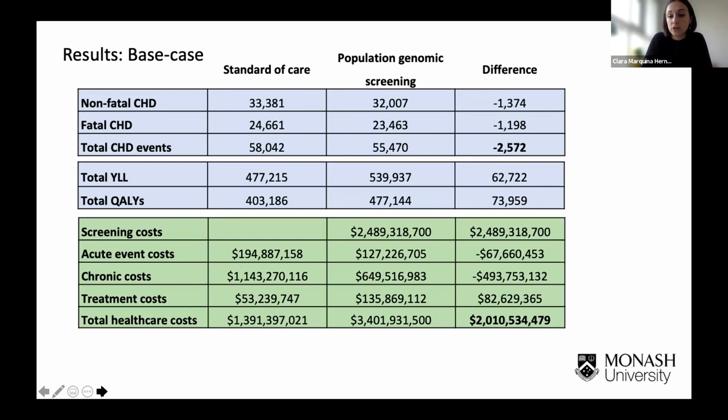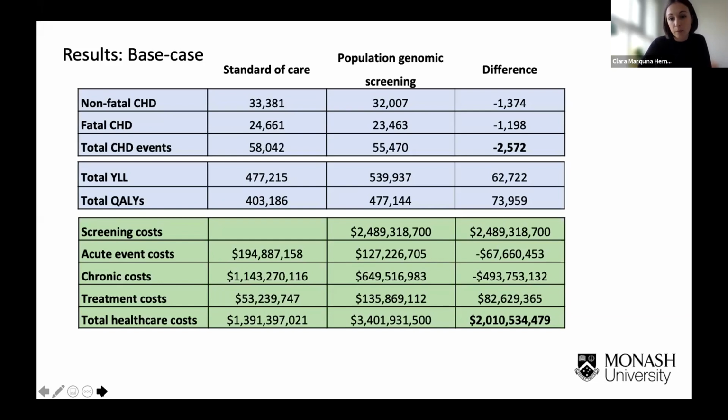And if we look into the costs, the population genomic screening will have lower costs for the acute event and for the chronic cost, because people are treated and they are treated earlier, so less people get sick. But of course, the cost of treatment is going to be higher because we are treating a higher proportion of the population. And then, of course, the cost of screening is only applicable for the population genomic screening cohort.